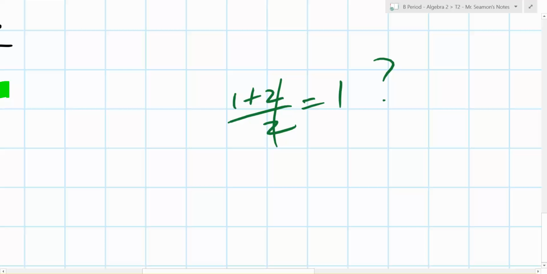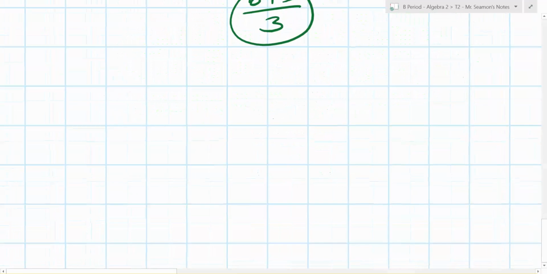Whenever you want to understand why that's the case, think about it this way. 1 plus 2 over 2, is that true? No. See what I mean? Think of a specific example.